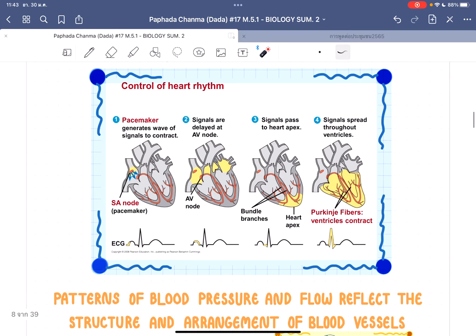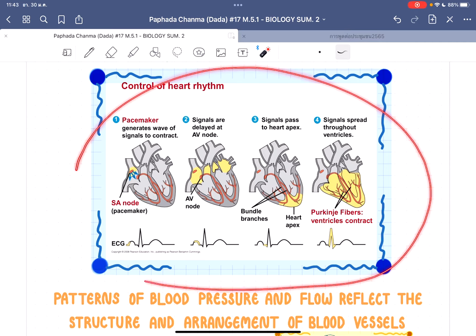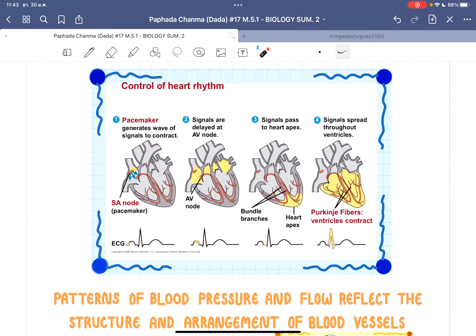So these are the steps of the control of the heart rhythm. The first is that the pacemaker generates waves of signals to contract. The second is that signals are delayed at the AV node, and then the signal passes to the heart apex. Then the signal spreads throughout the ventricles.